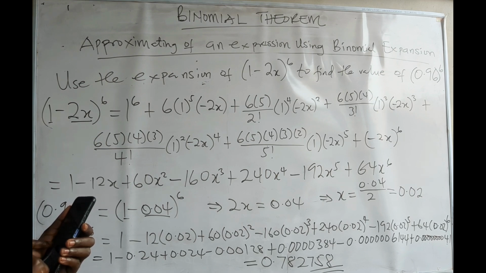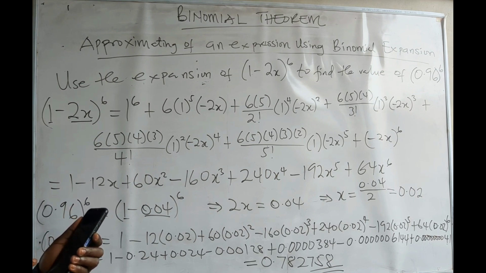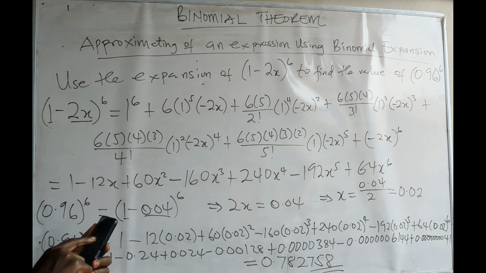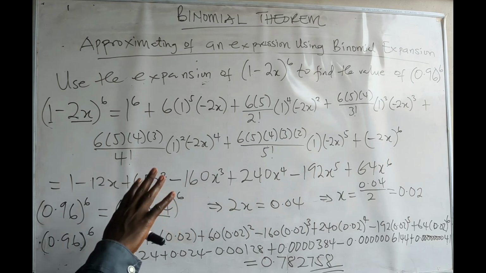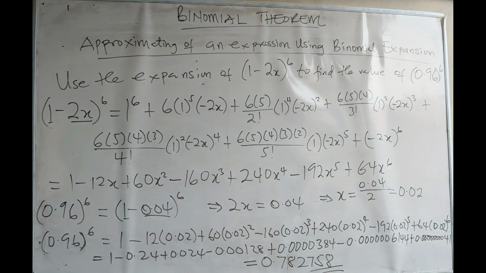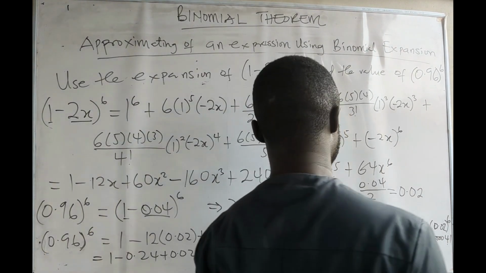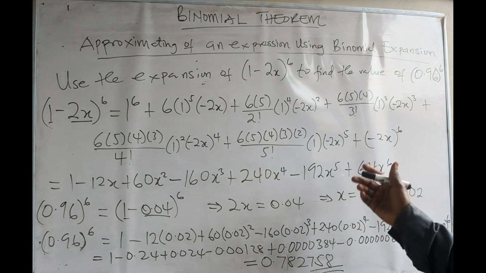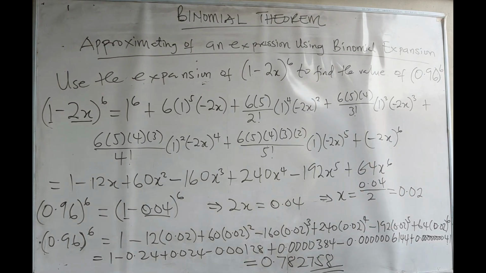0.96 exponent 6. Yes, it's also 0.78275778. Okay, so it means our answer is 100% correct when you put it on the calculator. So we have used this expansion of this binomial to evaluate this particular expression here. All right. So let's try one more question, and then I'll give you one to also try on your own.